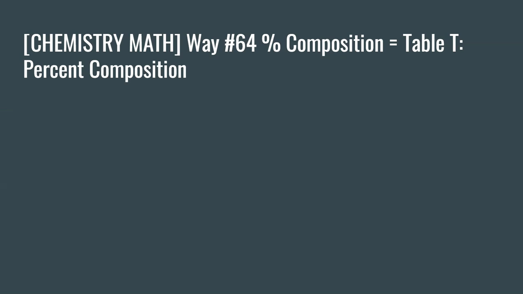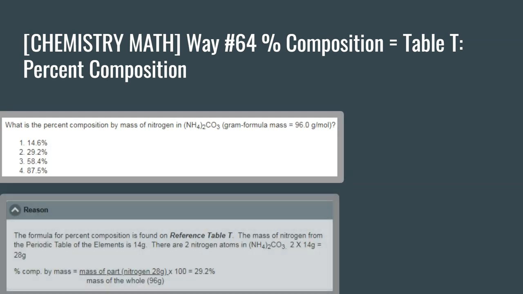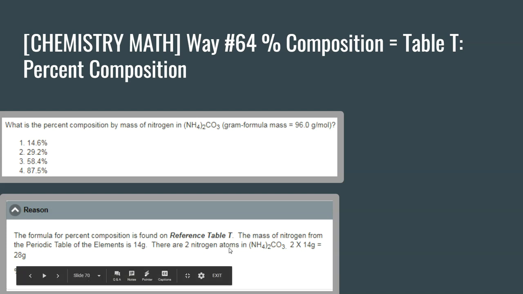Notice that there are 2 nitrogen atoms present in this compound, which means that the mass contributed by nitrogen is 2 times 14 grams, or 28 grams. So the total mass contributed by nitrogen is 28 grams. The mass of the whole is already provided for you, so we take 28 grams, divide it by 96 grams, and multiply it by 100. That'll give you 29.2%, or answer choice 2.